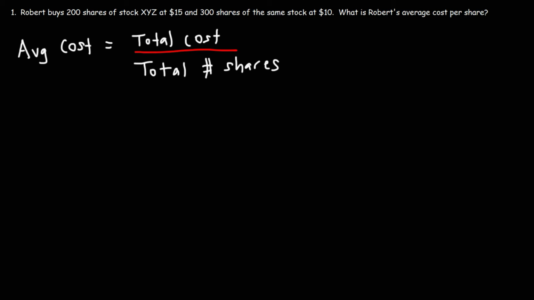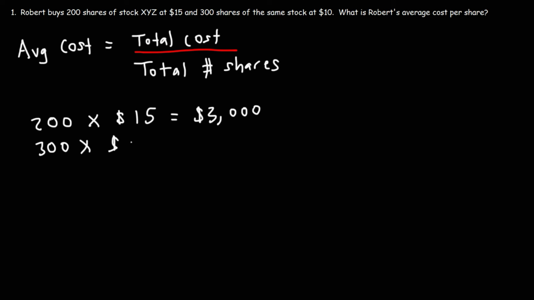So first, let's calculate the total cost. Robert purchased 200 shares of stock XYZ at $15. So if we multiply 200 by 15, that investment is worth $3,000 at that time. Now, he also buys 300 shares at a price of $10, which means that he also invested $3,000 during his second purchase. So his total cost in buying these shares is $6,000.